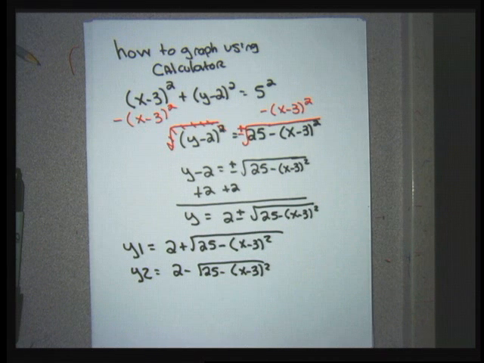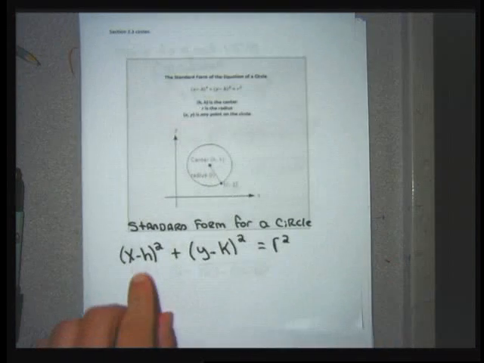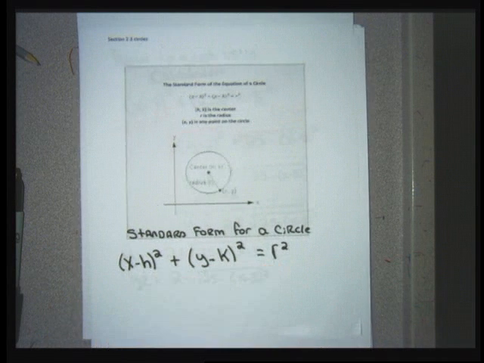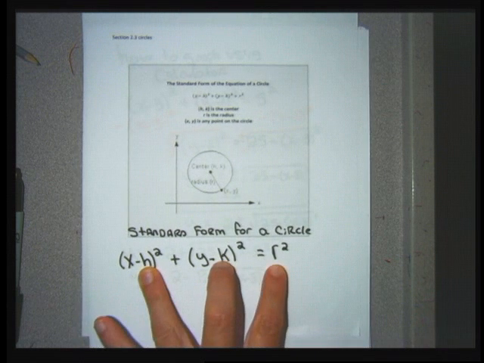So that's kind of the warm-up. If I have an equation written in this nice form, x minus some number squared plus y minus some number squared equals some number squared, that equation will graph into a circle. I can pick off the center and I can pick off the radius of the circle.